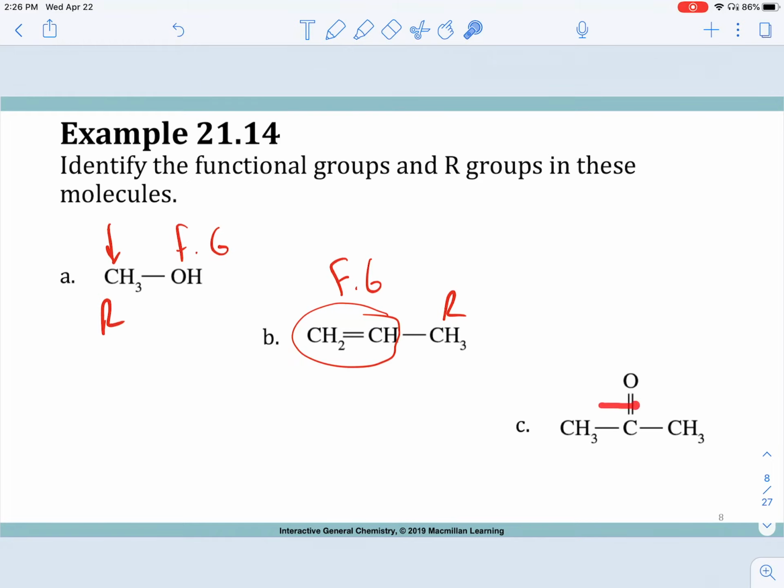Down here, we actually have this double bond between carbon and oxygen. We haven't really called this anything yet. This is technically a carbonyl functional group, but we haven't identified those yet in this chapter. But this section would be my functional group here. And then we have an R group on each side there.